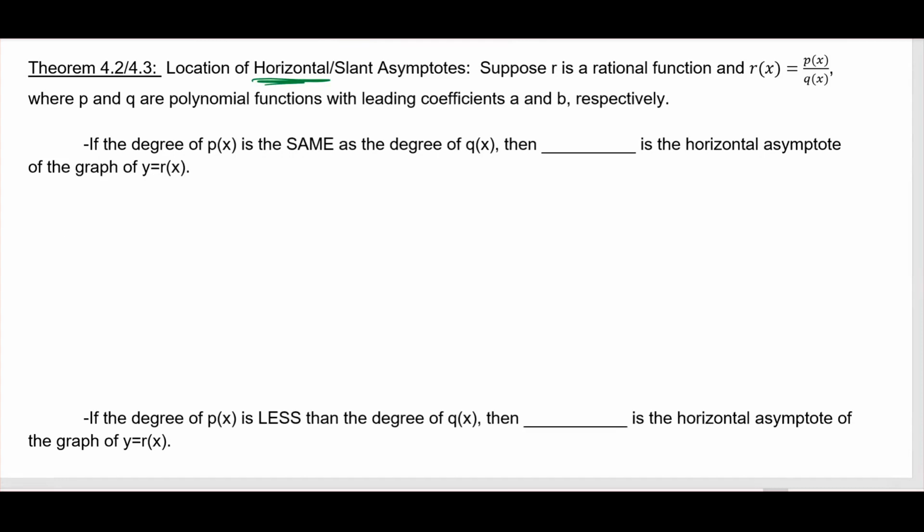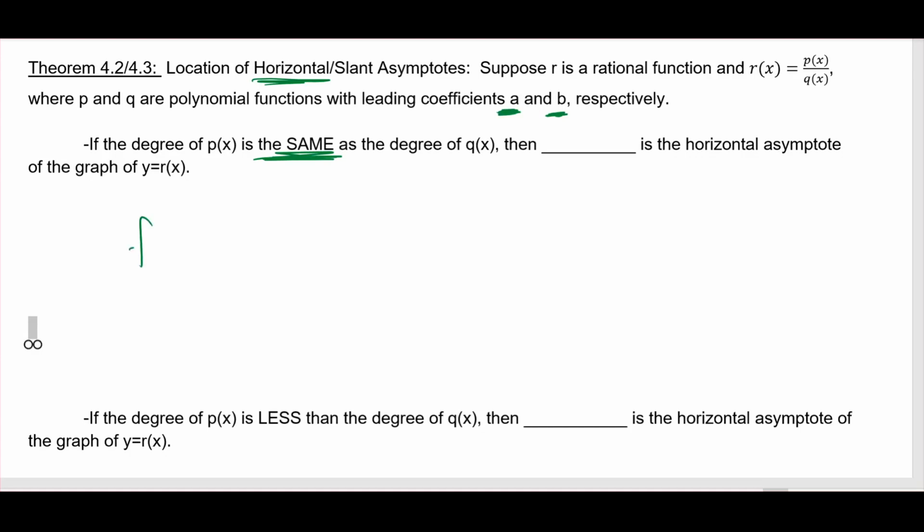So if we have any rational function where the leading coefficient of the polynomial p is a, let's just draw maybe an example here. Let's say the degree of the numerator is the same as the degree of the denominator, and let's have the leading coefficient be a, and let the leading coefficient be b in the denominator.